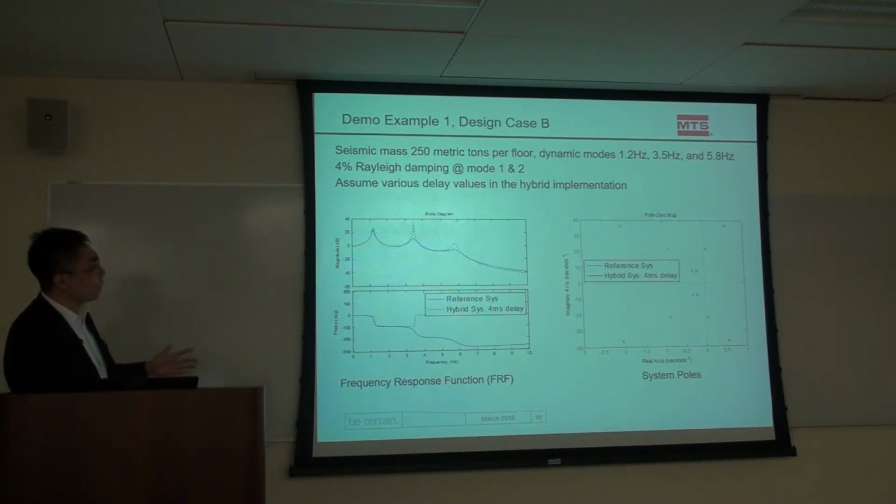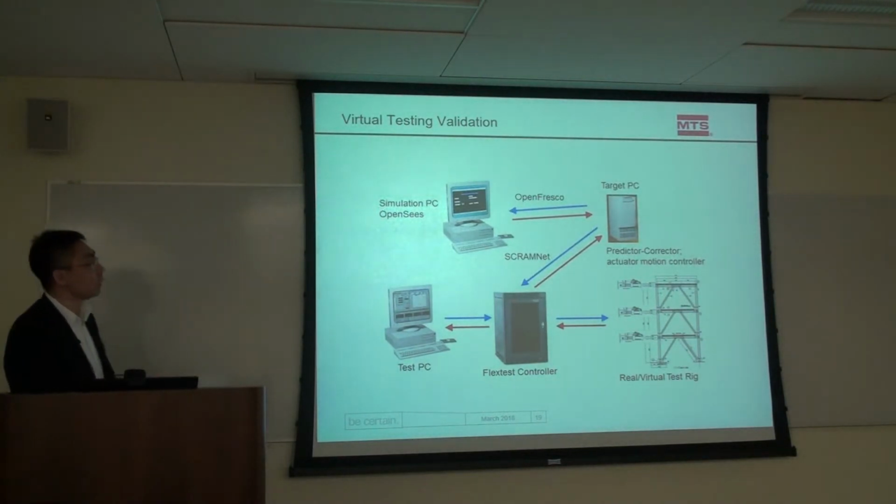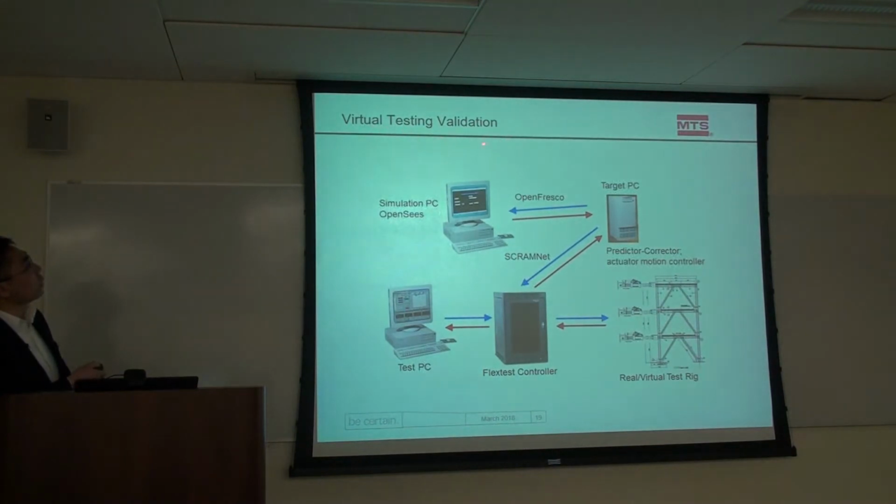So 3 to 4 milliseconds is probably somewhere we can work with. 1 millisecond is definitely too challenging. Then we did a virtual test validation, because the previous frequency domain analysis was all based on the equation of motion we just derived. And now we do a virtual testing.